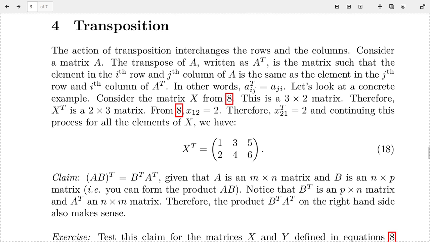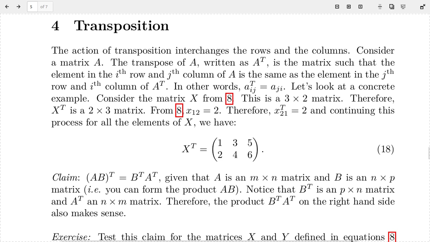Okay, transposition. When you transpose a matrix, you interchange the rows and columns of the matrix. So if you have a matrix A, Aij is the element in the ith row and jth column of A. Now if you take A transpose, that Aij becomes the element in the jth row and ith column of A transpose.